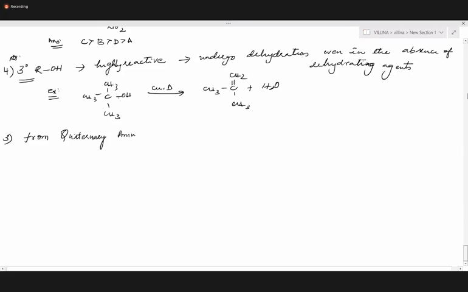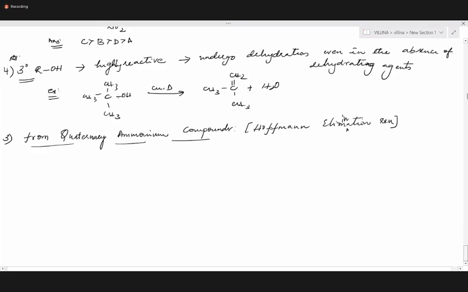Quaternary ammonium compounds. This is going to be a little bit different from the rest of the preparatory methods of alkenes. Why? Because here the major product will be the Hofmann product. That's why this reaction has another name, Hofmann elimination. Hofmann elimination reaction. So from quaternary compounds, we will get alkenes by Hofmann's elimination. What am I writing? Hofmann elimination.